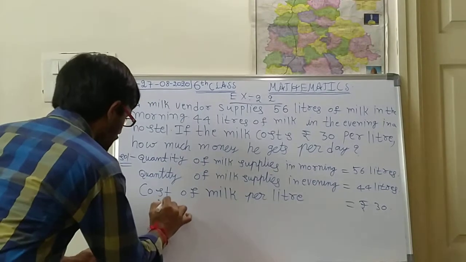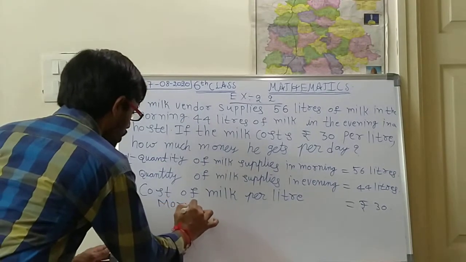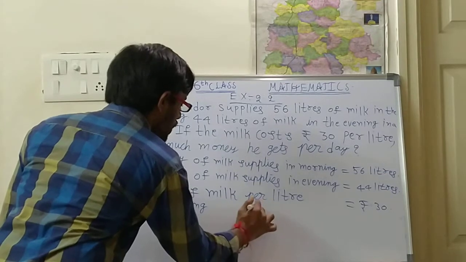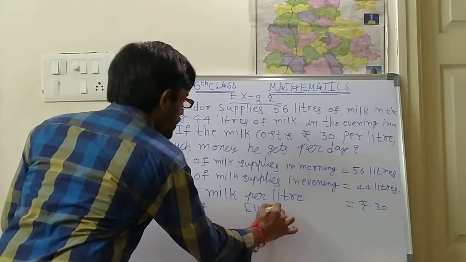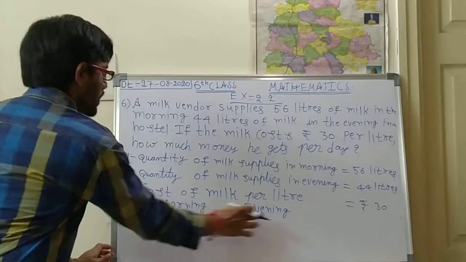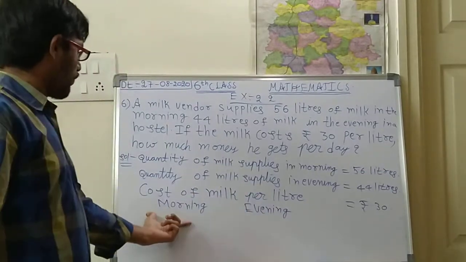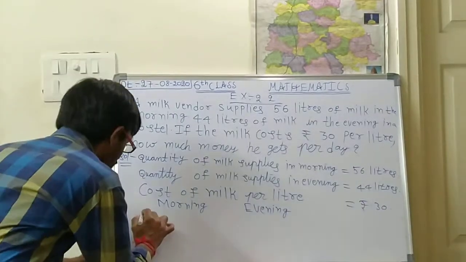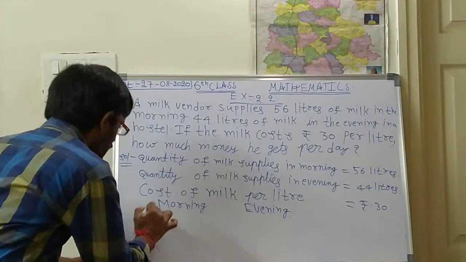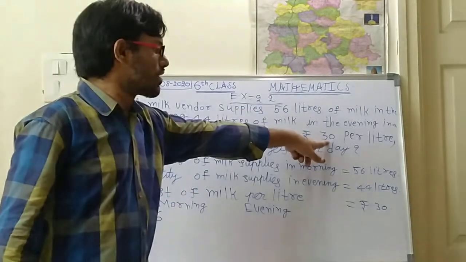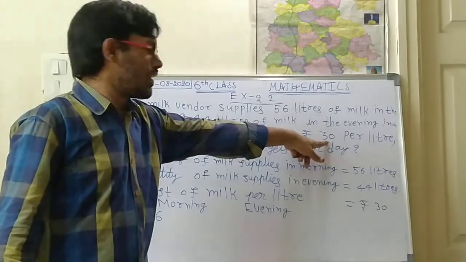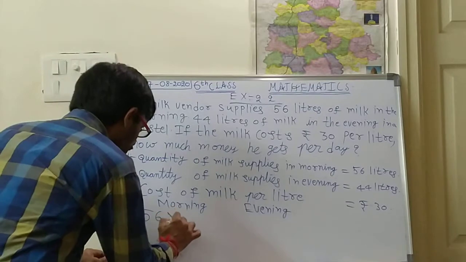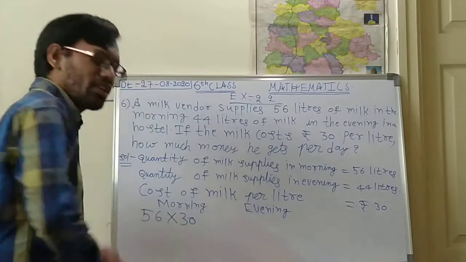One is morning session and evening session. So first in the morning, 56 liters of milk. For 1 liter he is getting 30 rupees. For 56 liters, how many rupees? 56 into 30. Is it right, children?